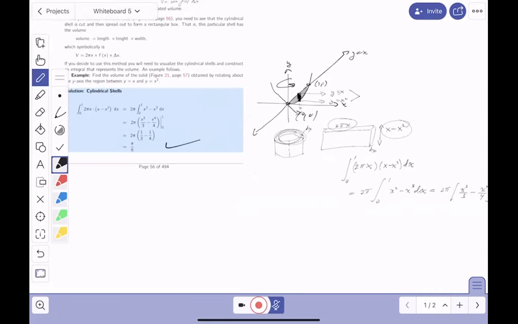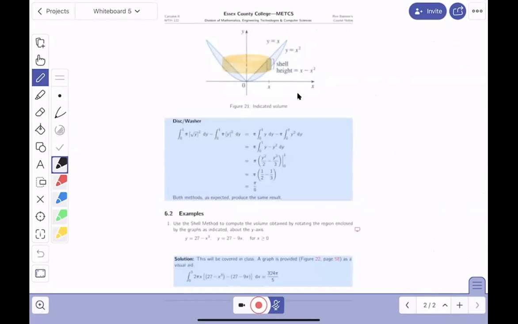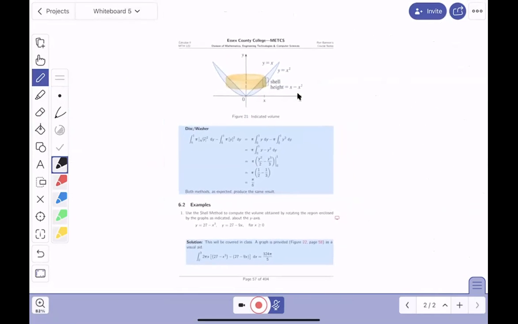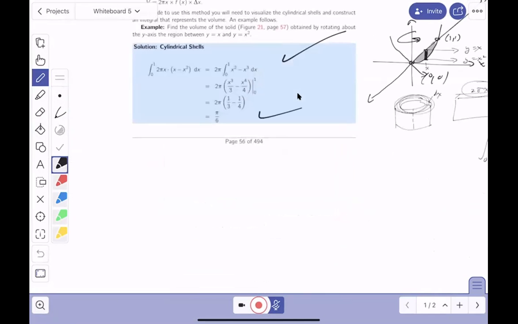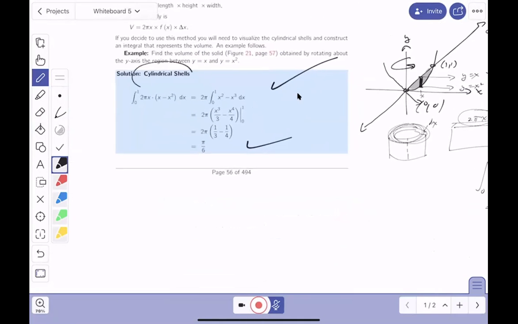Wow, pi over 6. By the way, the work is down there. It's down there for a reason. You may look at my chicken scratch and say, gee, it's hard to read that or understand what you're doing. What's the problem, though? Setting up the integration. That's the problem. Okay, by the way, this is also being done by disk over here. You can do that if you want. I don't recommend it. Let me see if they do say to do that. Find the volume of the solid obtained by rotating. Yeah, cylindrical shells. I recommend it.